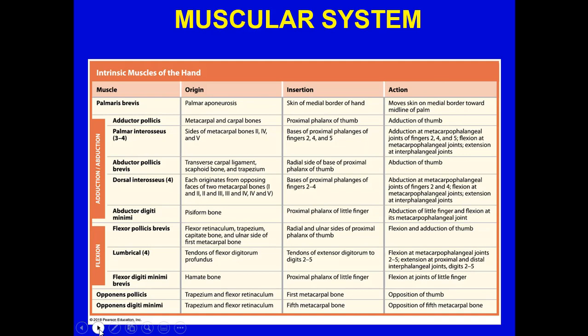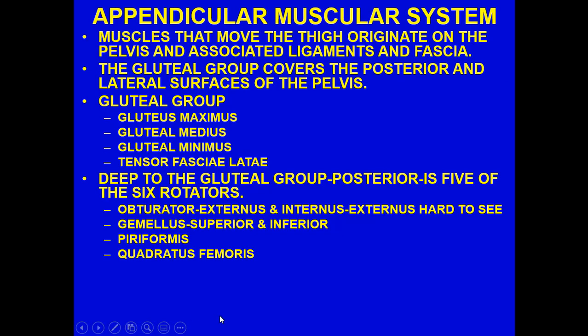Okay? Now we're going to move to the lower limb. The muscles that move the thigh originate on the pelvis and associated ligaments and fascia. The gluteal group covers the posterior and lateral surfaces of the pelvis, so this includes, for the gluteal group, gluteus maximus, gluteus medius, gluteus minimus, and the tensor fasciae latae. Now, deep to the gluteal group, posterior, are 5 of the 6 rotator muscles. The obturator externus and internus. The externus is very hard to see. The gemellus, which is superior and inferior. The piriformis, and then the quadratus femoris.